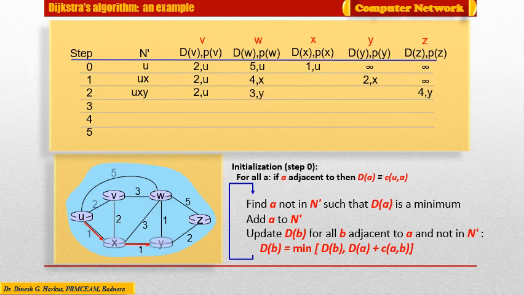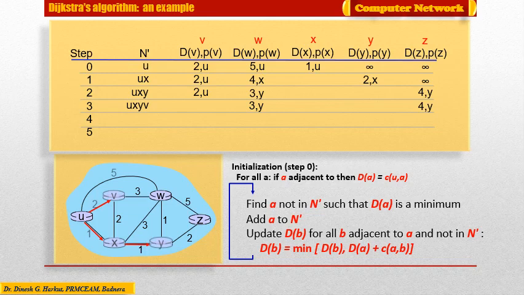From Y to Z, the cost is 2 plus 1 plus 1, that is 4, and on this least cost path the immediate previous node to node Z is Y, hence it is put as Y. Among these least cost values 2, 3 and 4, 2 being the smallest, we will add the next node V to the subset N dash, then compute the values for this node V.